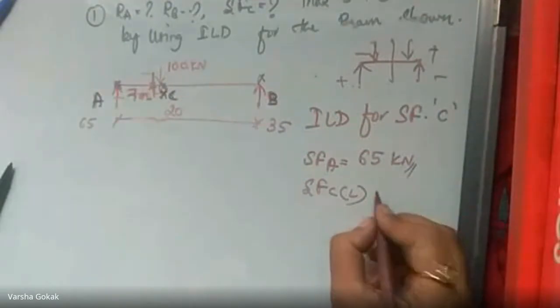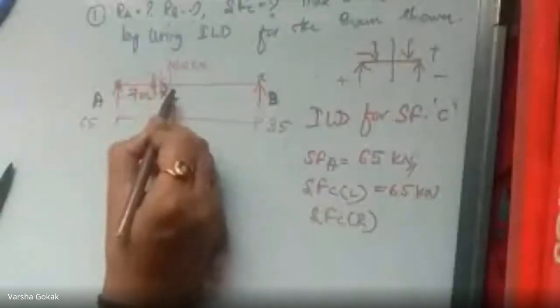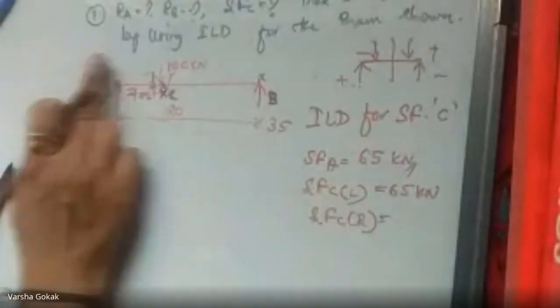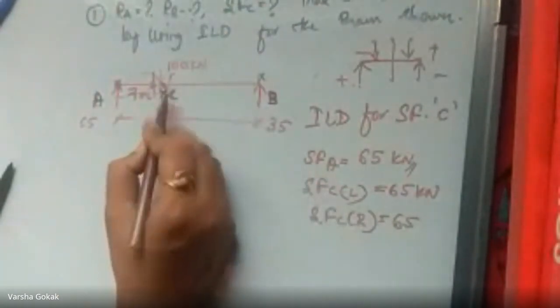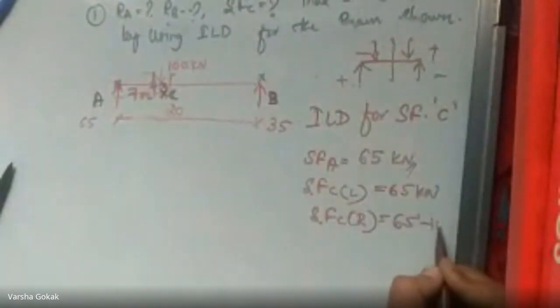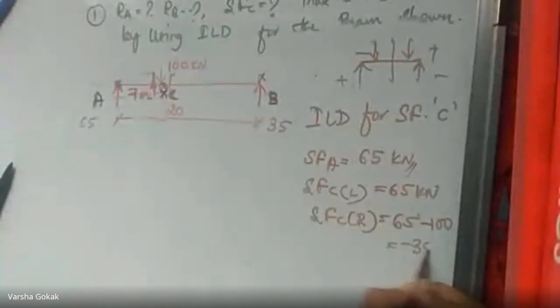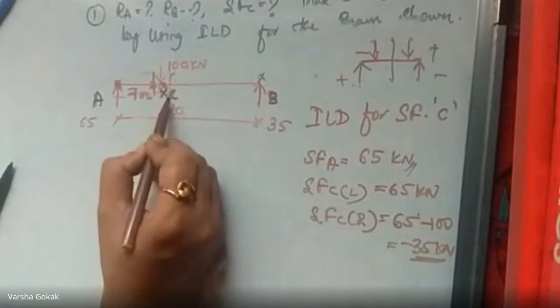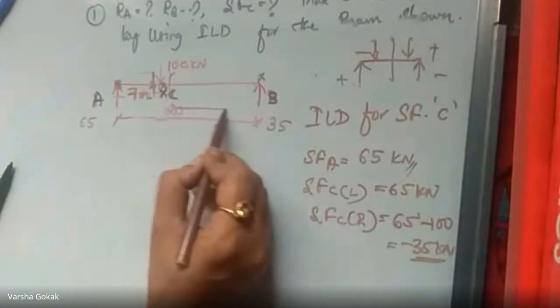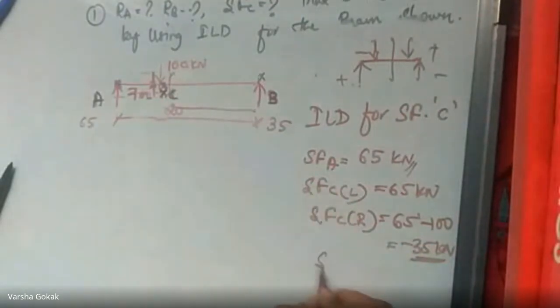Shear force at C towards the right of this, what happens? It was 65 going straight and then came a downward force. So downward forces are negative. So minus 100. What is the remainder? Minus 35 kilonewton. And here it became minus 35. It goes like this, minus 35. And shear force at B would be, I already have minus 35 and RB gets added to it, which is 35. Hence it becomes 0.